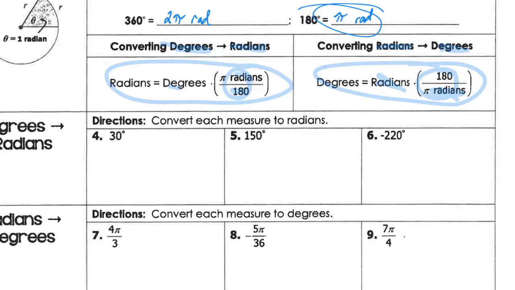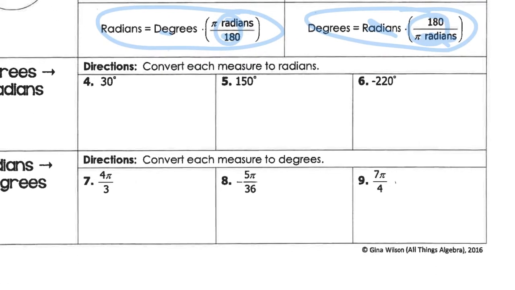Right? Let's go look at a couple of these. So if we have 30 degrees and we want it to become radians, we take 30 and multiply it by pi over 180. Right, that's straight out of the formula there.